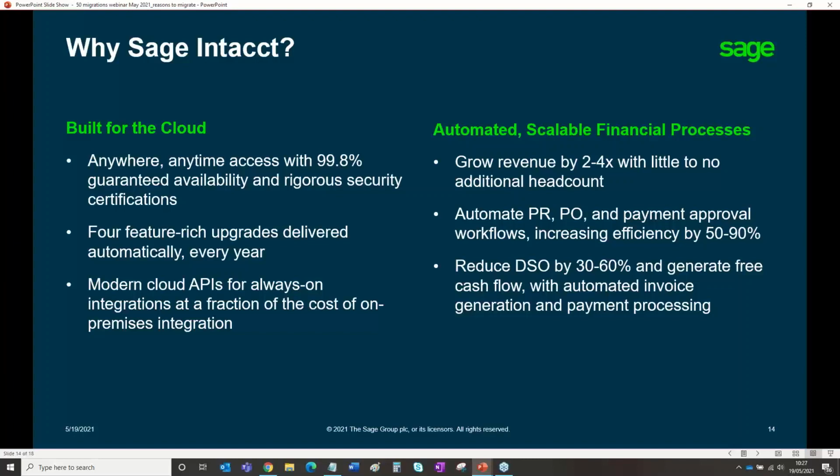Some other stuff as well around automation and scalable financial processes. So you can really significantly grow your revenue with little to no additional headcount. You can automate some of these processes around PR, payment approvals and workflows, and you can really increase your efficiency by upwards of 50%. And as I mentioned before as well, reducing your DSO by over 30%. And this will really help you to generate free cash flow. And then I guess with this automated invoice generation and payment processing, it just saves you so much time because it's just done.